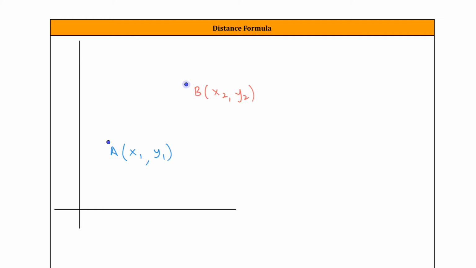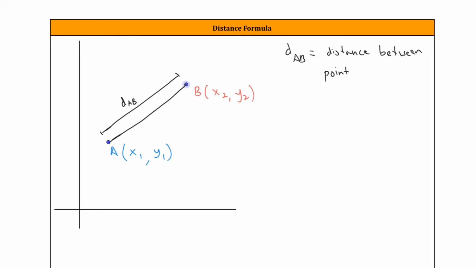All right, now what the distance formula does is it helps us to find the distance between point A and point B. So that's going to be this length right here. And I'm going to go ahead and call this length D, AB. D, AB stands for the distance between point A and point B.